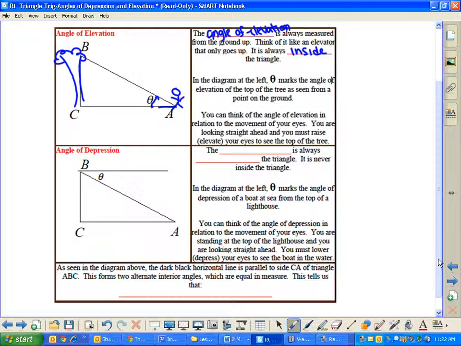The angle of depression, it's our second vocab word, angle of depression. This one's a little bit tricky. Pay attention. Angle of depression is always on the outside of the triangle. Outside? What's it doing out there? The outside of the triangle is never, never, never, if they say angle of depression, never on the inside. Always on the outside. So they're telling us if there's a boat, this is a sad little boat, that is a boat.